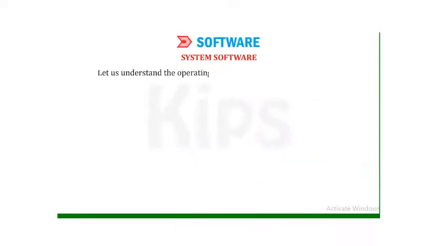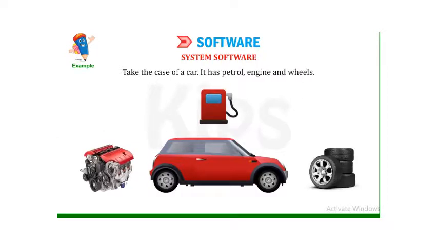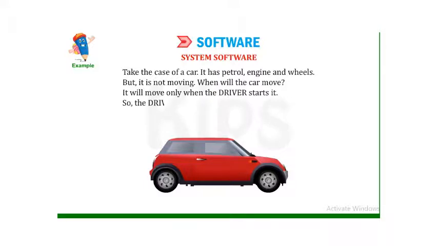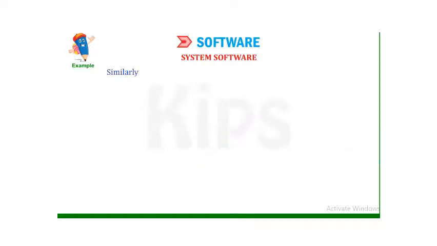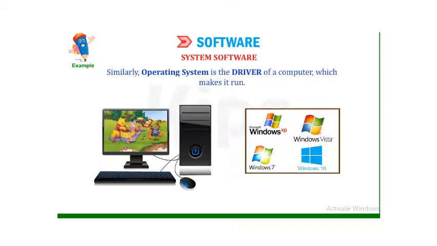Let us understand the operating system with the help of a given example. Take the case of a car. It has petrol, engine and wheels. But it is not moving. When will the car move? It will move only when the driver starts it. So the driver is the operator of the car. Similarly, operating system is the driver of a computer, which makes it run. Without an operating system, a computer cannot work.